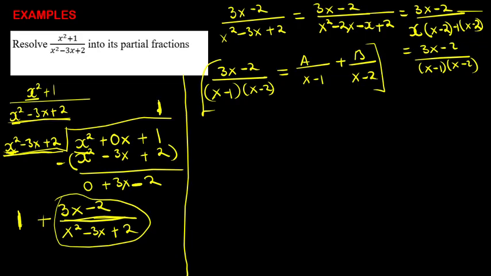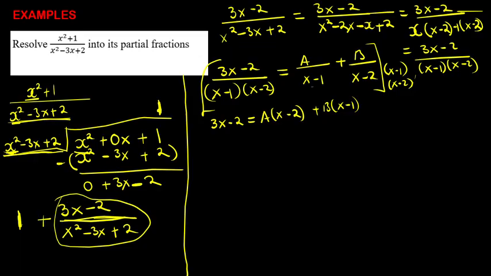Now from there, I will write the factor this side. So for me to write the factor that side, it will be x minus 1 and x minus 2. So when I say this part times this part, it will be 3x minus 2 equal to a(x minus 2), like that, plus b(x minus 1). So that is the one that I am having.